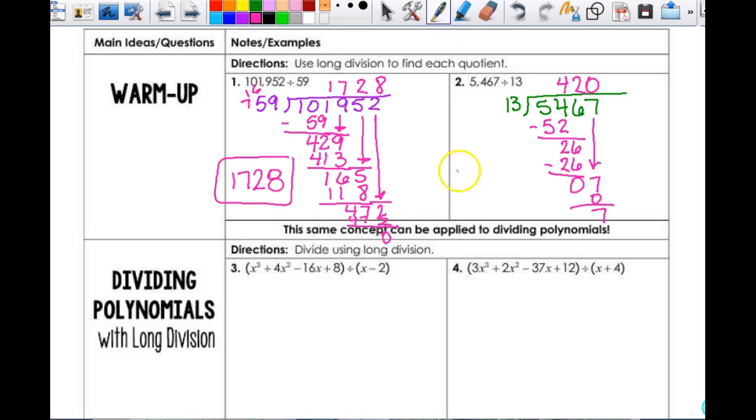So my answer then is 402, okay? And I would just put a remainder of 7. I would get a fraction and it would be 7 over what? 13. 7 over 13. Okay, everybody okay with that?